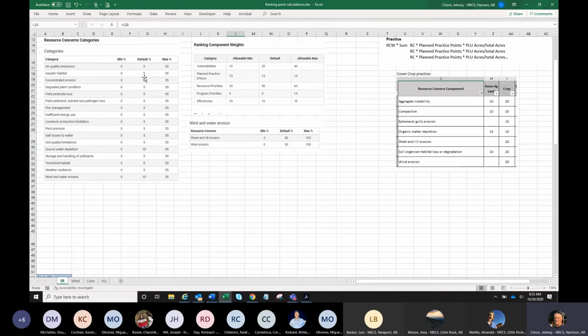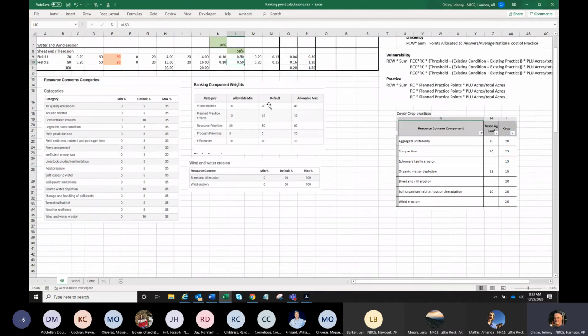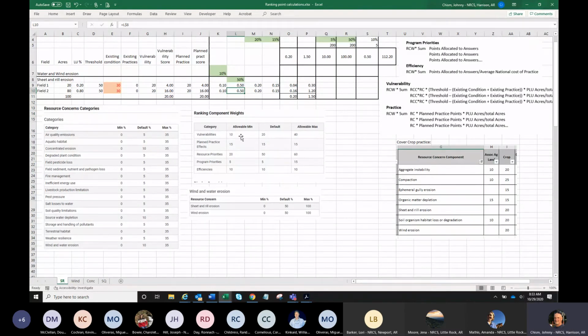Maybe my local work group is not concerned about air quality emissions. I can set it to 0. But I am really interested in terrestrial habitat, so I'm going to move it up to 35. But when I do that, I have to decrease these so that it doesn't add up to more than 100. So these percentages have to add up to 100%, and you've got minimums and maximums here. The same thing on the vulnerabilities: these are all flexible as far as the ranking, putting the percentages in there.